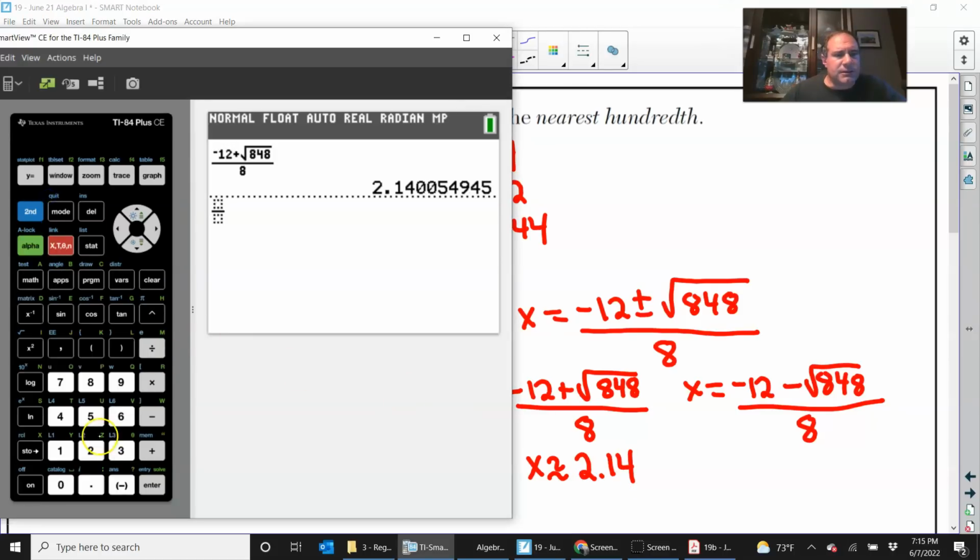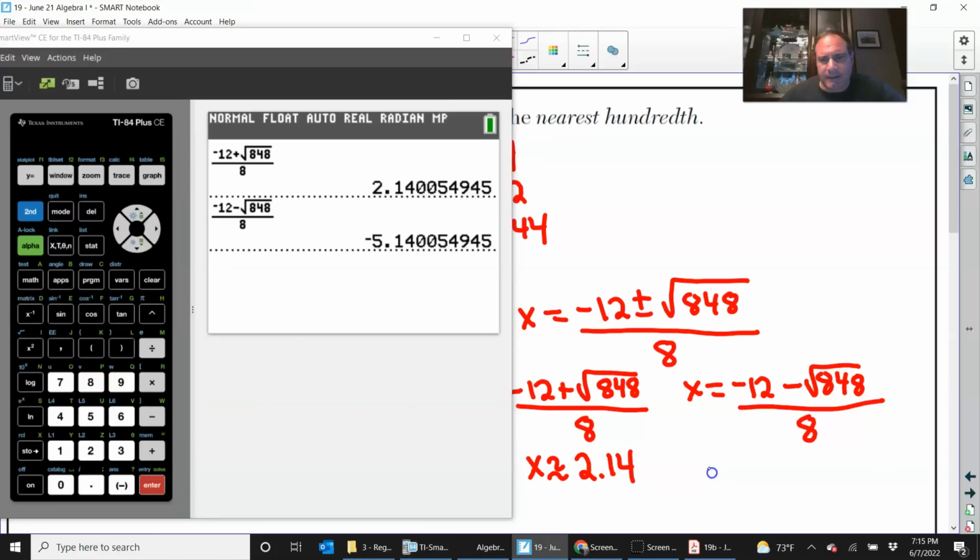Alpha x, negative 12 minus, second function square root of 848 over 8. Enter. And x squiggly equal sign means, and I'm going to round that to the nearest 100th, and that means approximate. So that is x, and this is the squiggly equal sign, if you don't know. All right, so those are the roots.